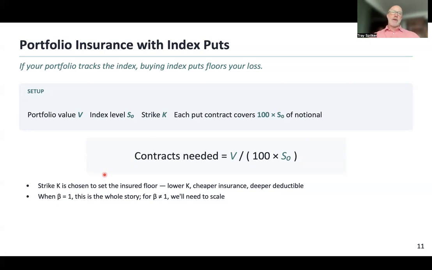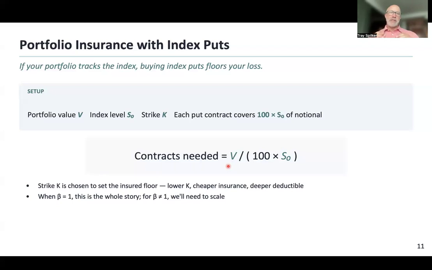So the setup's pretty straightforward. If we define the portfolio value as V, the index level as S_0, and the strike price as K, and we know that each put contract covers 100 times the index level, which gives us our notional value, then in order to calculate the contracts needed to hedge our portfolio, say we're running $1 million in equity, the hedge ratio is basically the value of our portfolio divided by the total value of the option contract, 100 times the spot price. That's the number of contracts we need.